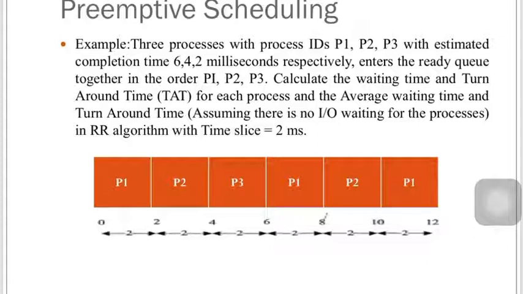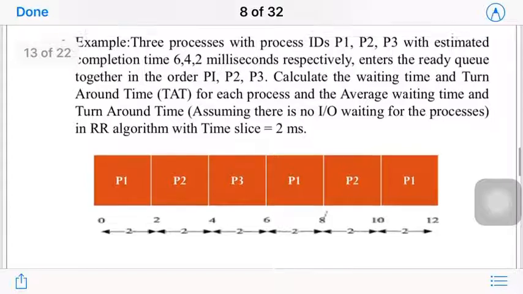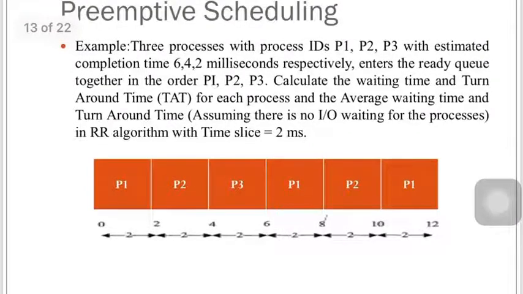If such problems come, it will be mentioned which algorithm you have to apply. Previously we studied the shortest job first algorithm. Now this one is the round robin algorithm. Depending on which one they have asked, you have to apply that particular method. Here the time slice given is 2 milliseconds. As we know, we have three processes, P1, P2, P3 respectively. It will give equal chance to all three with 2 milliseconds duration. That is what round robin is, right?